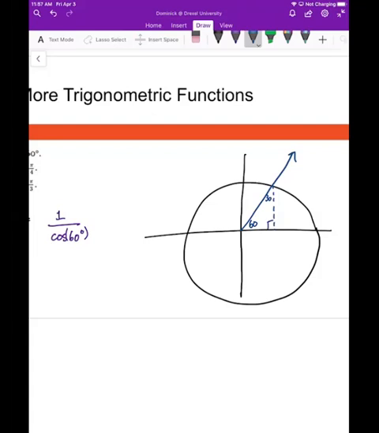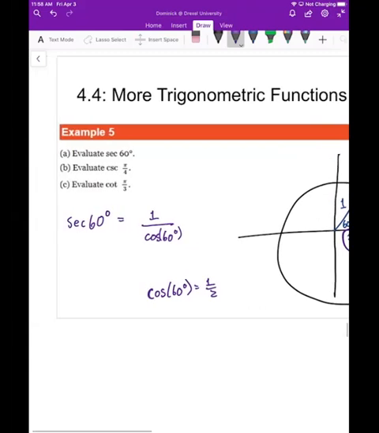Right, so of course across from the 30 I have a 1/2. Across from 60 I have a square root of 3 over 2. And my hypotenuse is always 1. Now the cosine, again, is my x value. So the cosine of 60 is 1/2. But I don't want cosine, I want secant. So this is 1 over 1/2. And if you take 1 and you divide it by 1/2, that's just 2. So the secant of 60 degrees is 2.